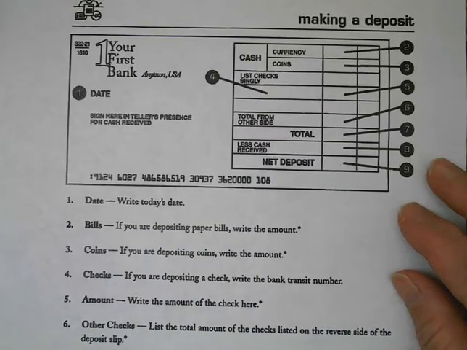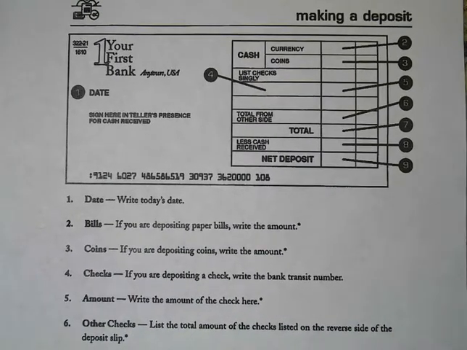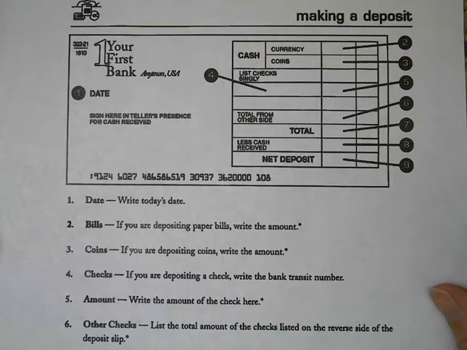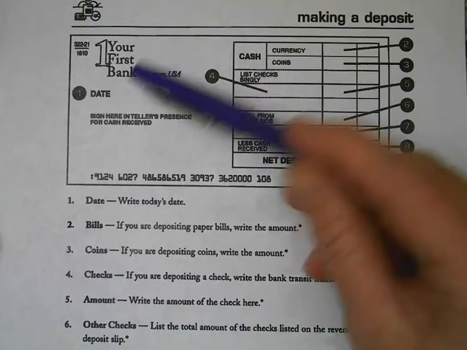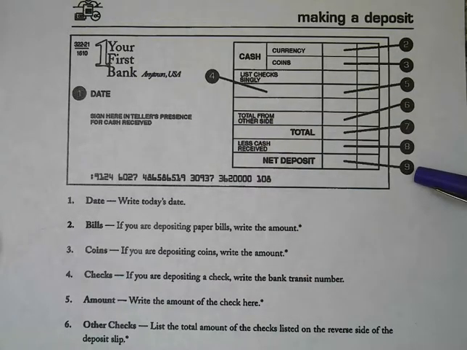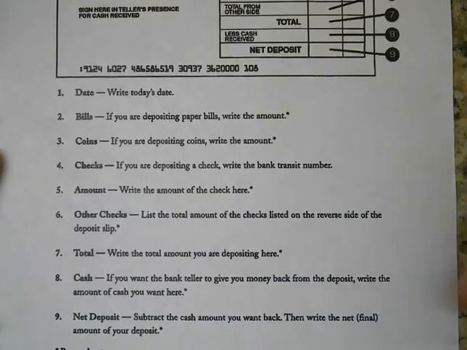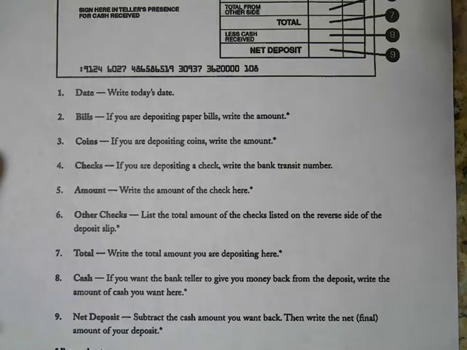Making a deposit. In this video, I'm going to go over the steps to correctly fill out a deposit slip. We have 9 spaces up here at the top, or 9 numbers, and then over here down at the bottom, we're going to have our 9 things that are represented on our deposit ticket.